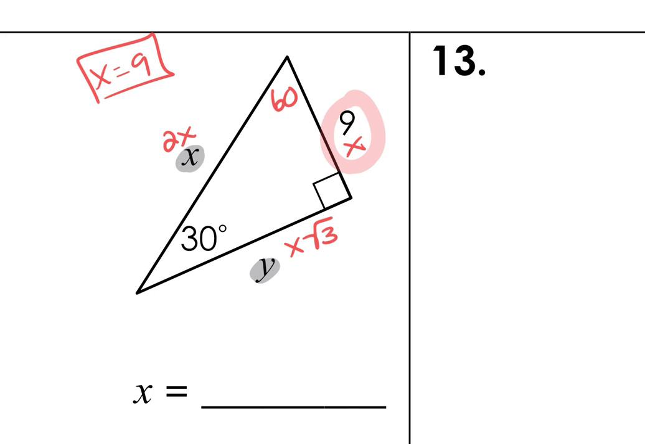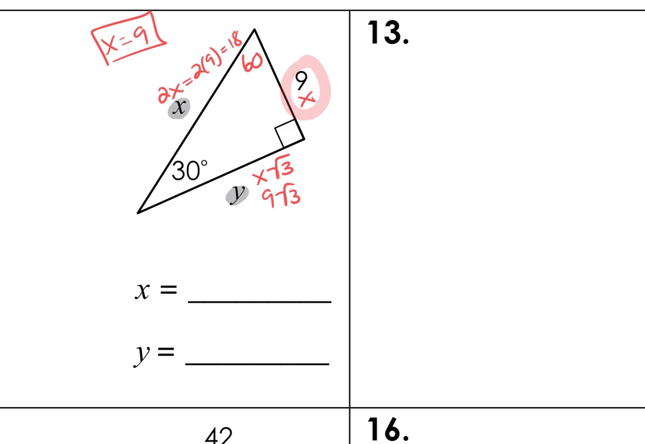What would my hypotenuse need to equal? 18, yeah. Because if x is 9, well, 2 times 9, that's 18. What would this side need to be? Yeah, it's going to be 9 times the square root of 3. So now I'm looking back at this x and this y. The x value is 18. My y value is 9 times the square root of 3.